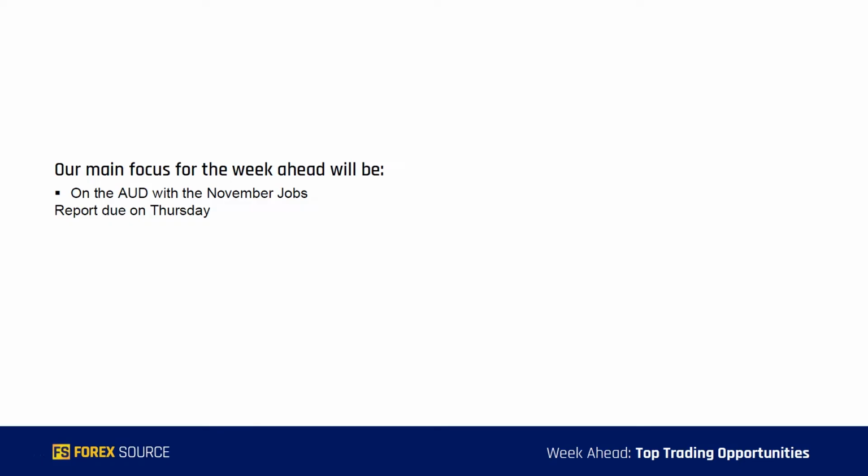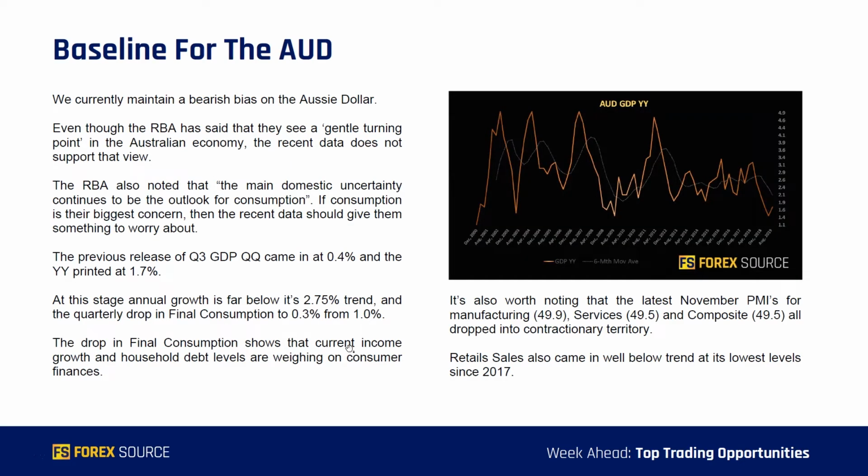Okay, so then starting with the baseline for the Aussie dollar, currently we maintain a bearish bias on the currency. Now we have the RBA that came out last week and a couple of weeks back as well, saying that they've seen a gentle turning point in the Australian economy. But the recent data doesn't really support that view at this stage.